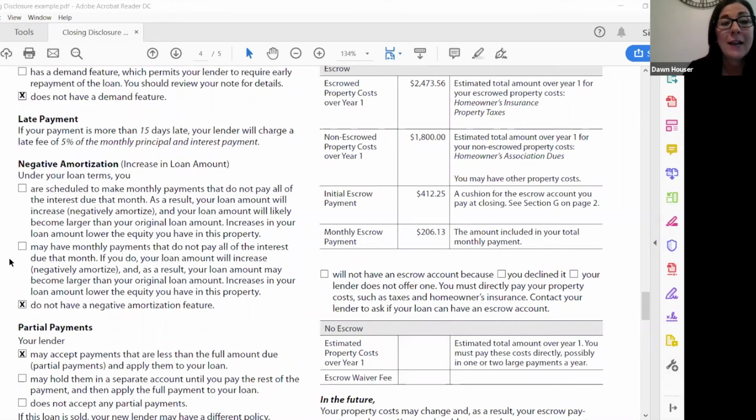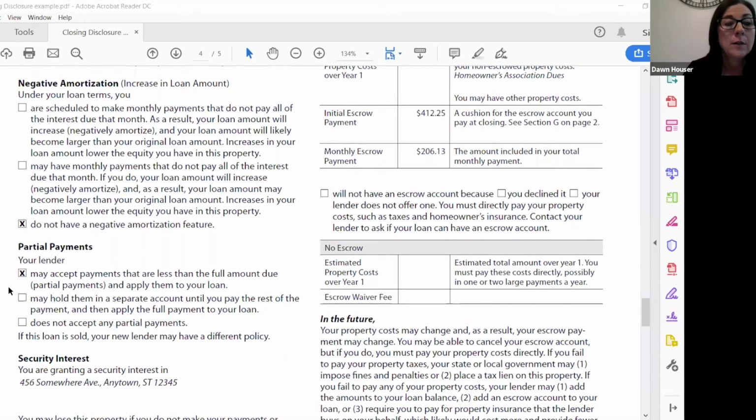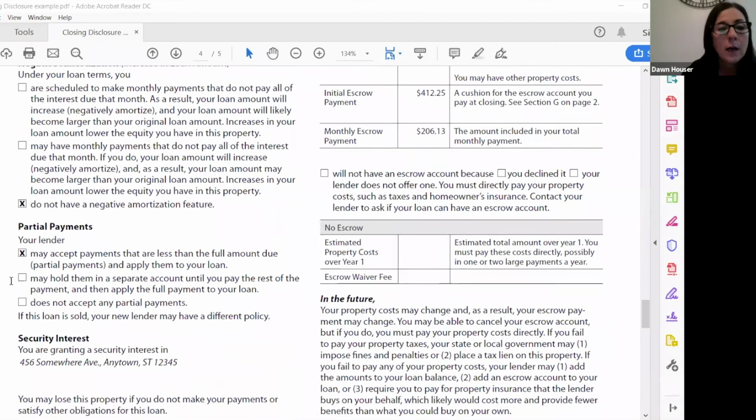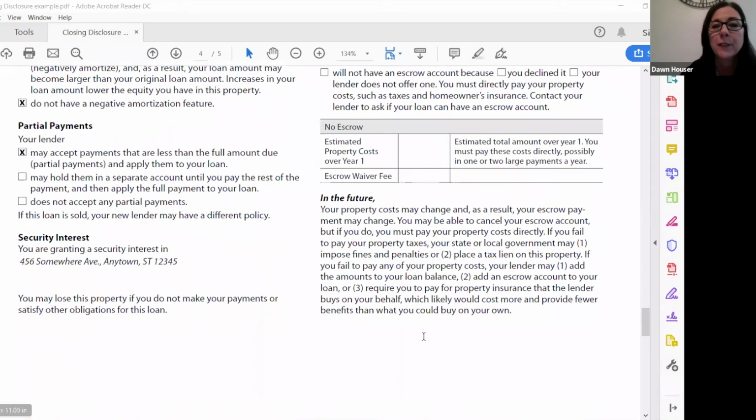Our loan does not have any negative amortization. We don't really see any loans like that anymore. Your lender may accept payments that are less. So in this case, they may accept a partial payment. Sometimes people might do a bi-monthly. So there could be options after it gets to servicing in order to set up your payments. I don't think there's anything else on this. Okay, scroll back up so we can look at the right-hand side.